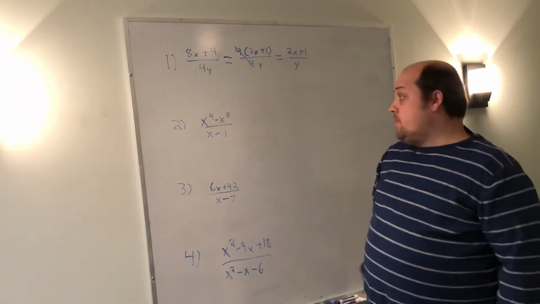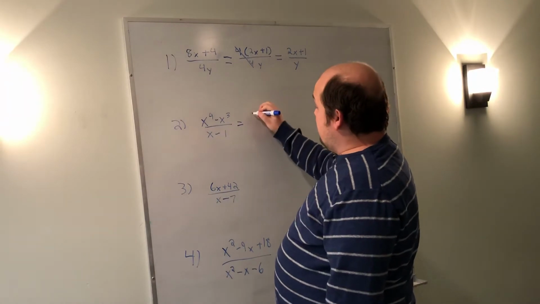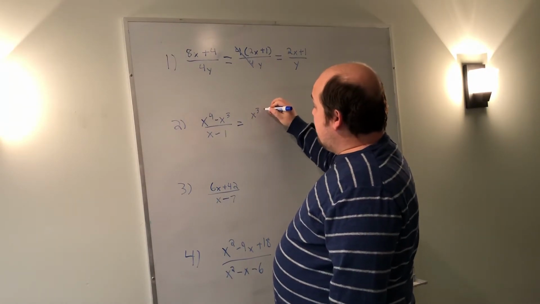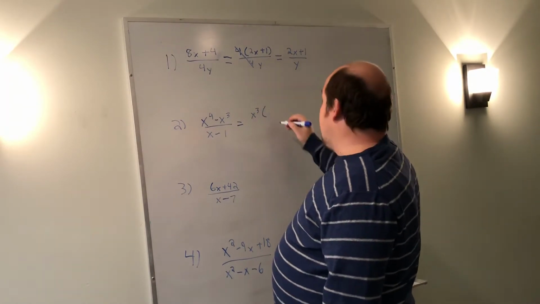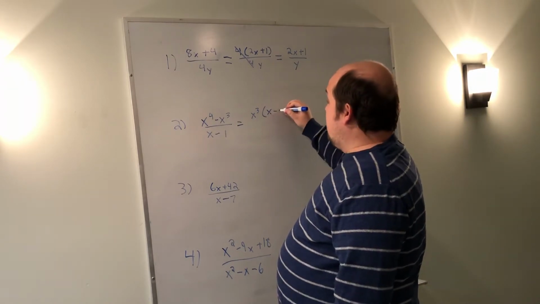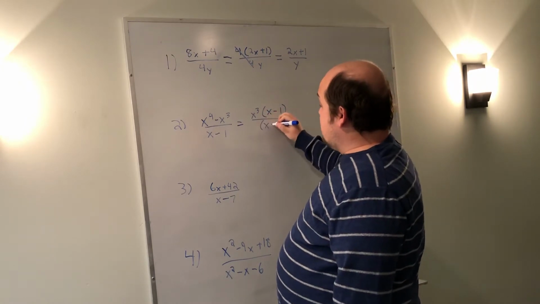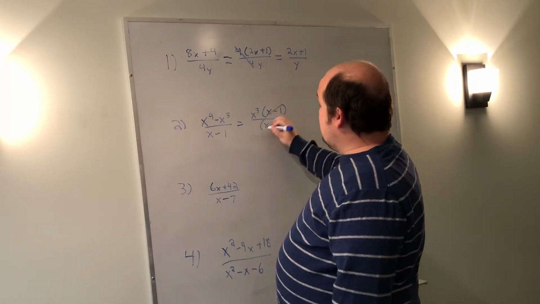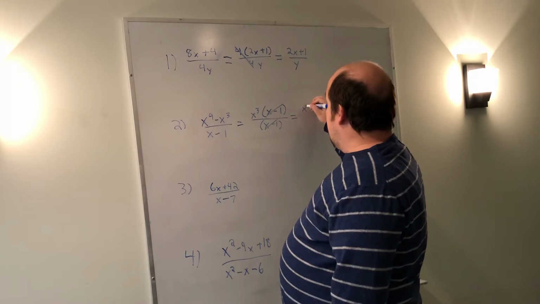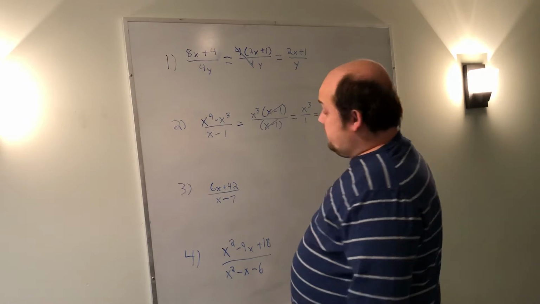For the second problem, on the top, the smallest power of x I see is x to the third, so I can pull that out of each term. X to the fourth divided by x to the third is x. X to the third divided by x to the third is 1. On bottom, we already had x minus 1. So if I cancel these x minus 1 factors, I really have x cubed over 1, or just x cubed.